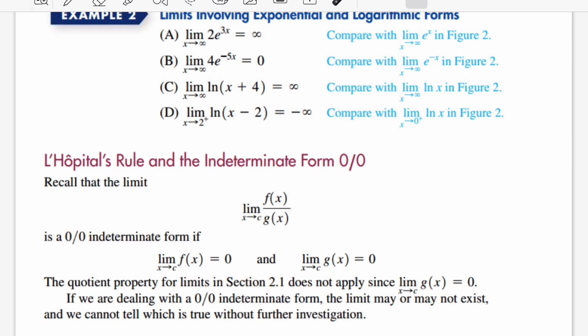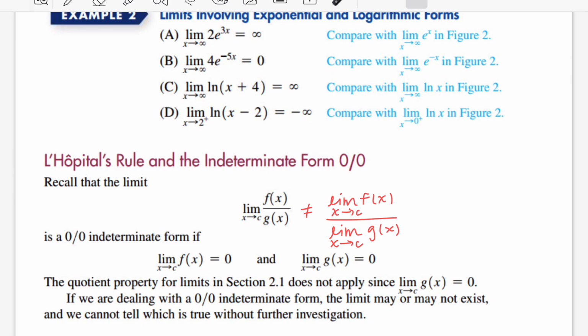And so in this case, we can't use our quotient rule, or not our quotient rule, but we can't use the quotient property that says we can look at the limit of the numerator and the denominator separately. So this does not apply because if you remember, in section 2.1, we said we can only do this if this limit of the denominator does not equal 0. But we know that when we have indeterminate form, it will in fact equal 0. So if we're dealing with this indeterminate form, the limit may or may not exist.